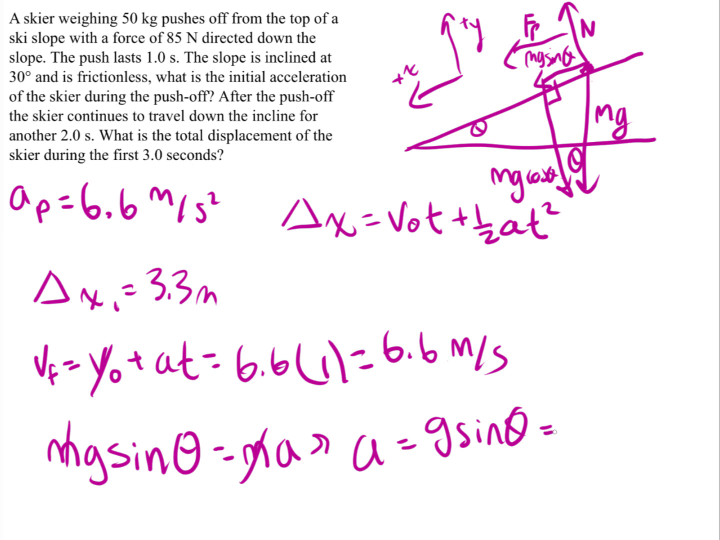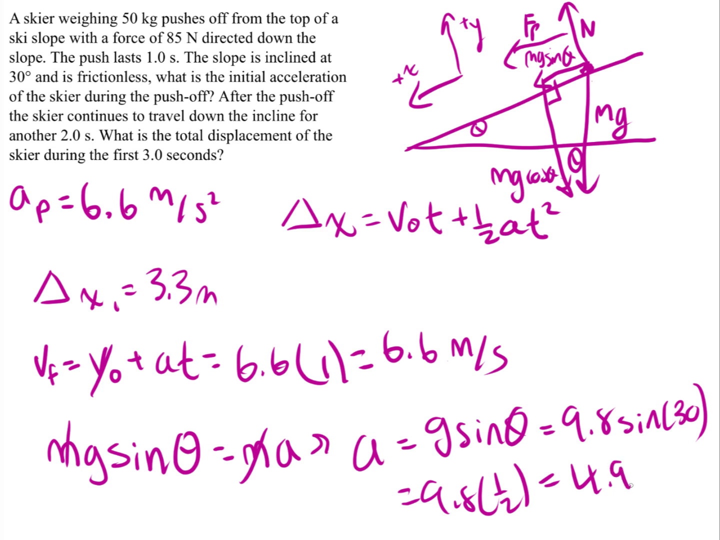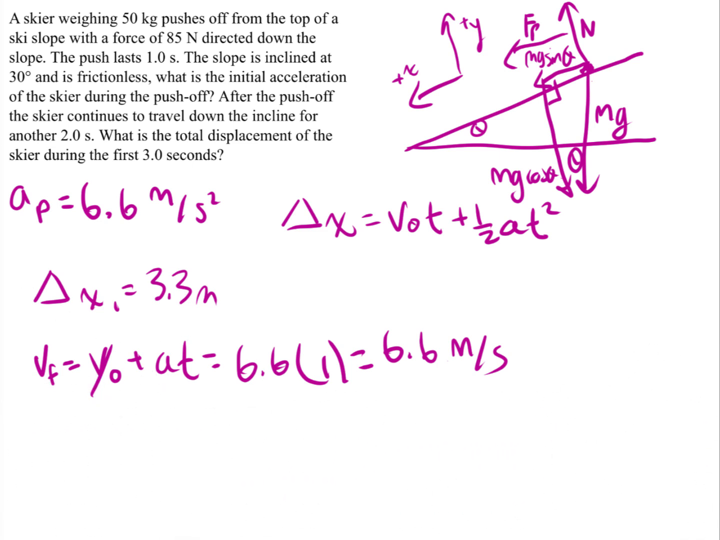So the acceleration is equal to 9.8 times the sine of 30. And sine 30 is simply equal to 1/2, so it's 9.8 times 1/2, which is equal to 4.9 meters per second squared. So the acceleration during the second part here is equal to 4.9 meters per second squared. So I'm going to write that: the acceleration for the second part is equal to 4.9 meters per second squared.